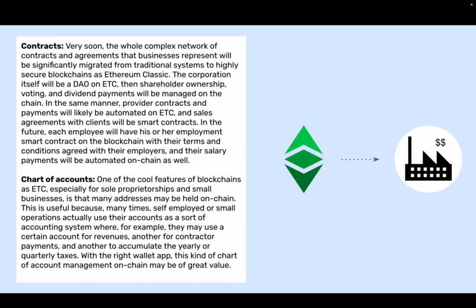Contracts. Very soon, the whole complex network of contracts and agreements that businesses represent will be significantly migrated from traditional systems to highly secure blockchains such as Ethereum Classic. The corporation itself will be a DAO on ETC, then shareholder ownership voting and dividend payments will be managed on the chain. In the same manner, provider contracts and payments will likely be automated on ETC, and sales agreements with clients will be smart contracts.